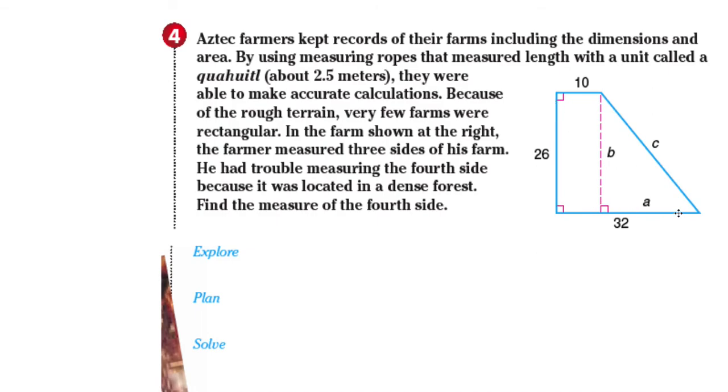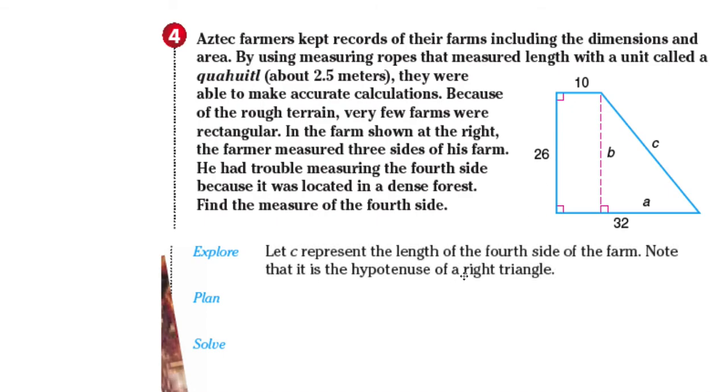So this is our land right here, okay? And this is the one located in a dense forest. So we have this side is 26, we have this side is 32, and we have this side is 10. So we create a rectangle right here. And if we create a rectangle, the other side would form a right triangle. And we know that the length that we want to find is c, and that's our hypotenuse. We know that b is equal to 26, and we know that a is equal to 32 minus 10, or simply 22. So let's solve this.